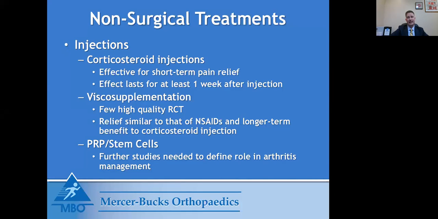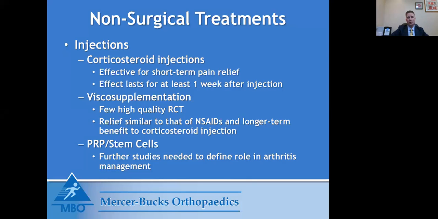Viscosupplementation is an adjunctive treatment that we use alongside steroids. It is hyaluronic acid, which is similar to a polysaccharide found in healthy joint fluid. Relief can be similar to NSAIDs and can potentially provide a longer-term benefit than corticosteroids. They can be performed as frequently as every 6 months. They are more expensive than steroids, and they're not always covered by insurance.